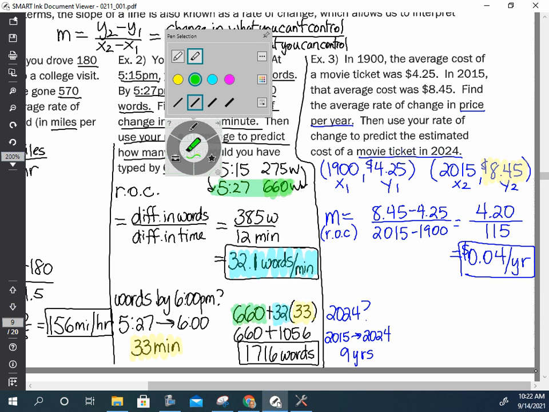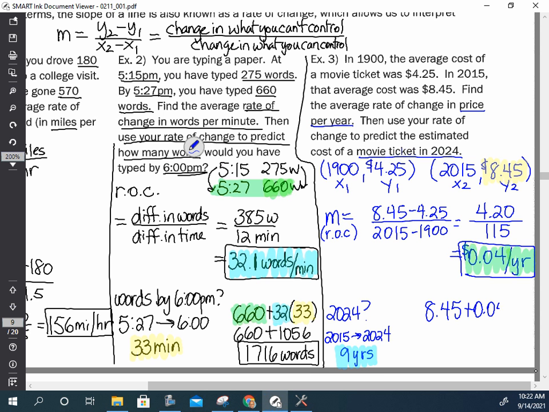The rate of change, 4 cents a year. And how many more years do you need to tack onto this? 9 years. So that's $8.45 plus 0.04 times 9 years. And then all that's left is to do the computation. 0.04 times 9 is 0.36. And if you add those together, you get $8.81 in 2024.